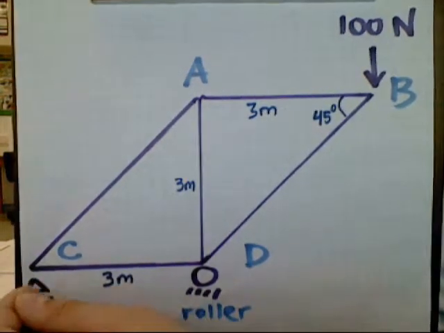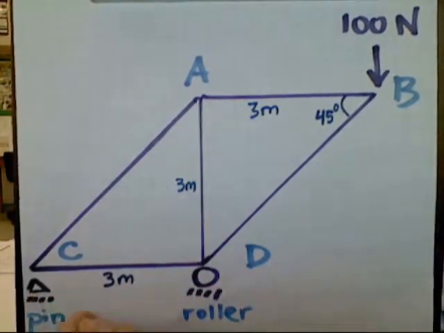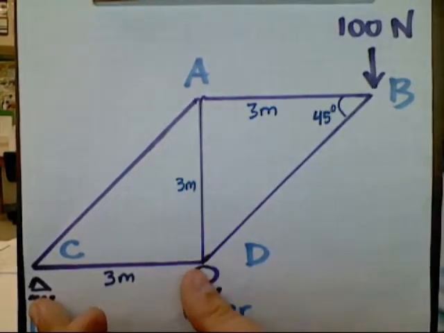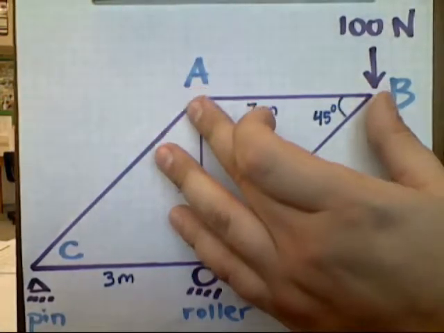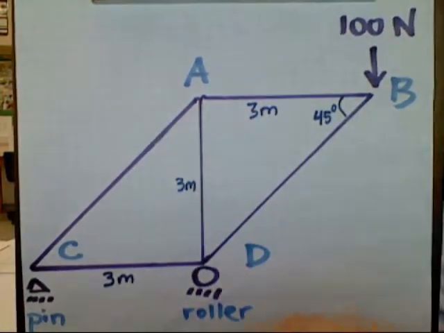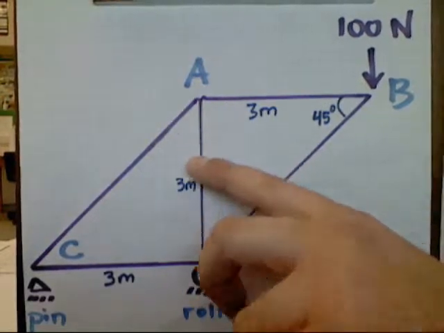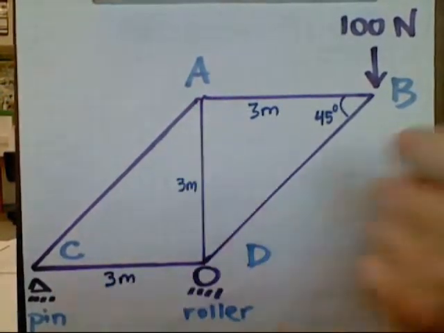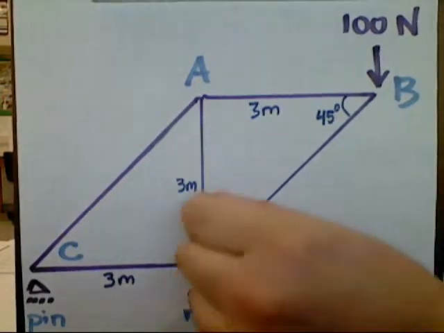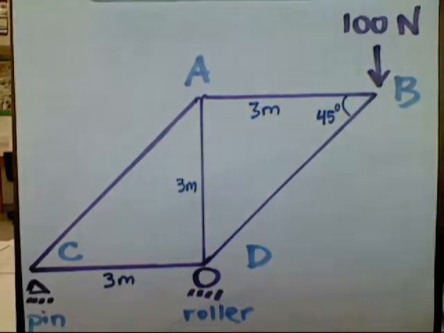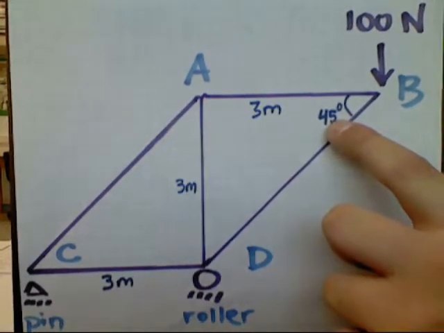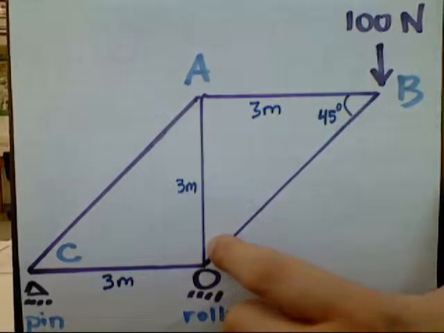I've also labeled some distances on here. We know from the original quiz question that this length is 3 meters along the bottom, which is the same as the length 3 meters here along the top, which is the same as the height. And height, remember, is always measured straight up and down, never along the diagonal. That diagonal length is not 3 meters. But this height here is also 3 meters. Those will come in handy later on, as will this angle here, which is 45 degrees. This angle is 45 degrees.